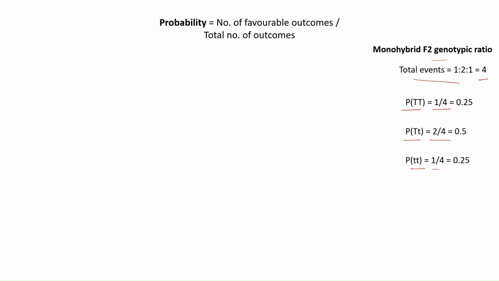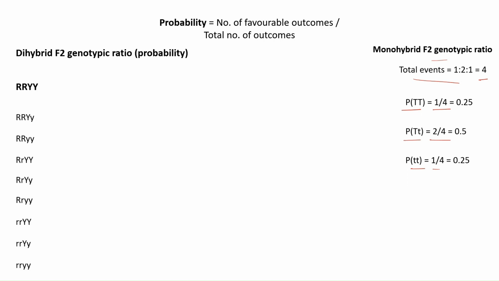Now why did I display this first? Because now it will be easy for us to calculate the probability in case of the dihybrid genotypic ratio. Now these are the genotypes which are formed in the dihybrid cross F2 generation. Those who have not seen the last videos, I will provide the link at the end of this video. Go and check them once to know how we arrived at these genotypes.